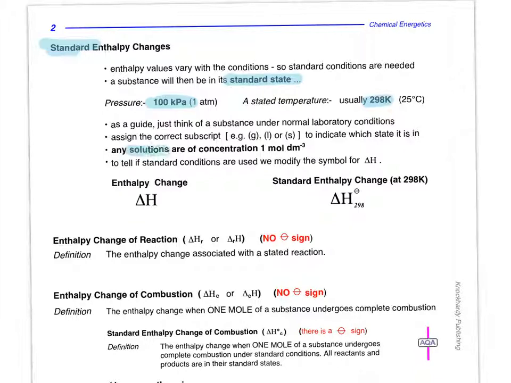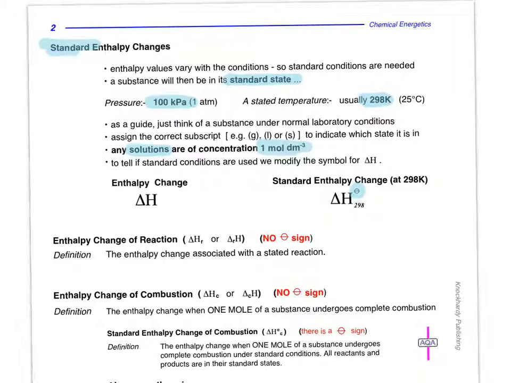And you also have to remember that any solutions, anything aqueous, is going to be of a standard concentration of 1 mole per decimeter cubed. If we have standard conditions and we have a standard enthalpy change, then we just add this little symbol here to show that. So that shows that we have standard conditions. We have that 100 kilopascals of pressure and that 298 Kelvin.